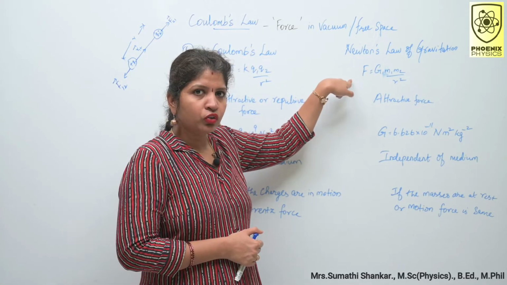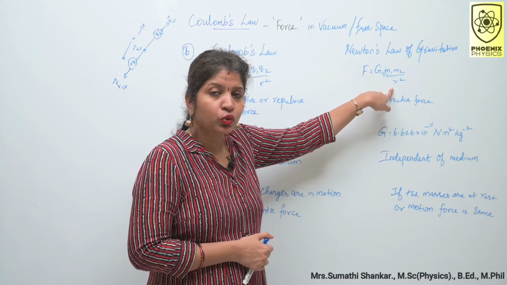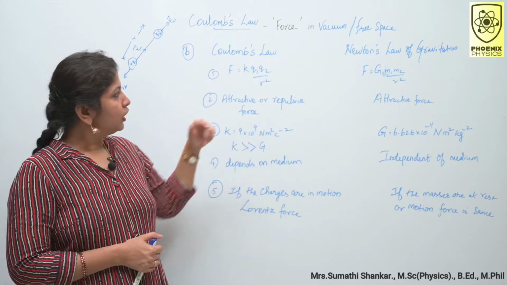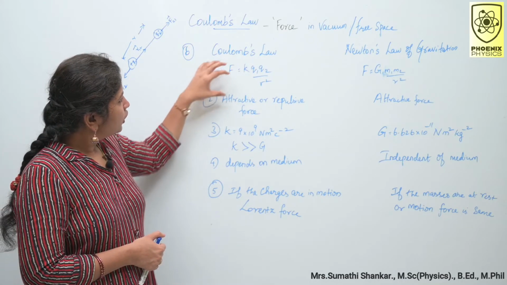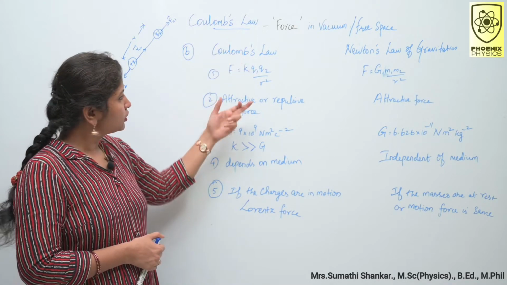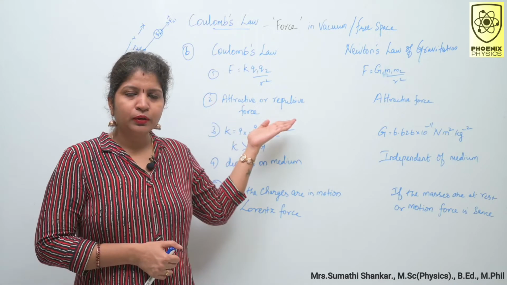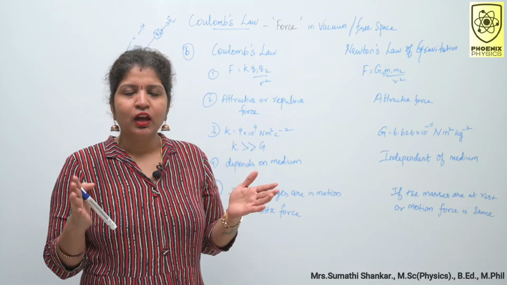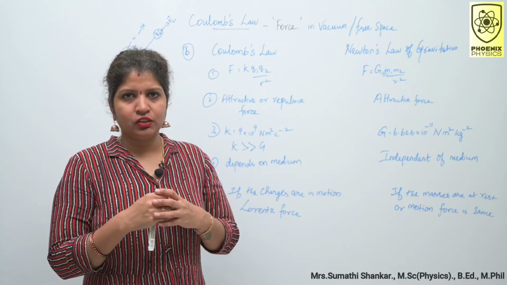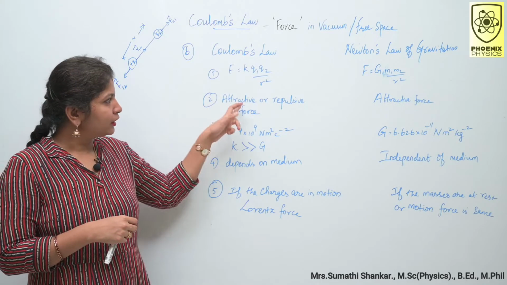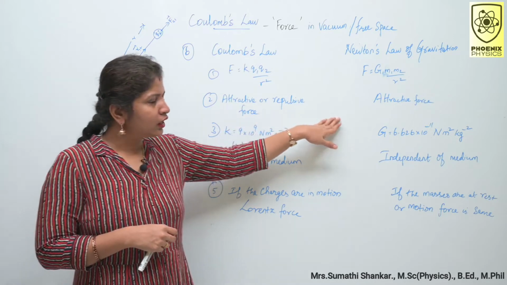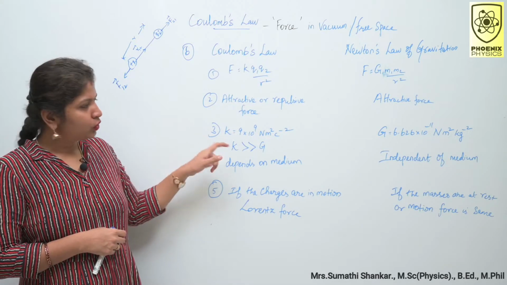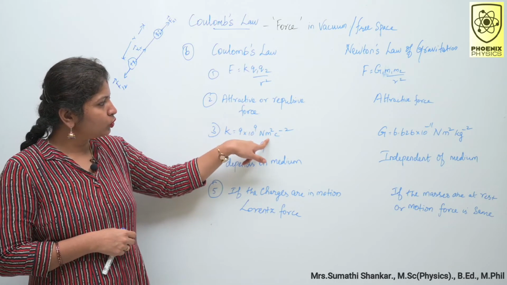Here also the force is inversely proportional to the square of the distance between the two masses. This is the similarity. Next one, here the electrostatic force is either attractive or repulsive force. You know that if it is like charges, they repel each other, unlike charges attract each other. So here the force is attractive or repulsive. Here it is always attractive force.